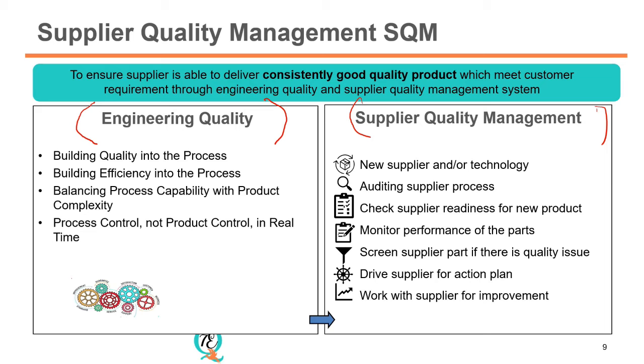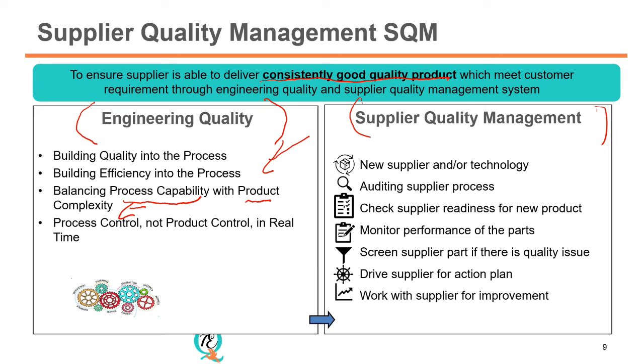The most important objective of supplier quality management would be to enable suppliers to consistently deliver good quality products which meets customers' requirement through engineering of quality, where you build quality into the process, building efficiency into the process. Balancing process capability with product complexity means that sometimes a product which is quite complex might not have a good capability. Therefore, we have to find a balance in order to fulfill the requirements of the product.